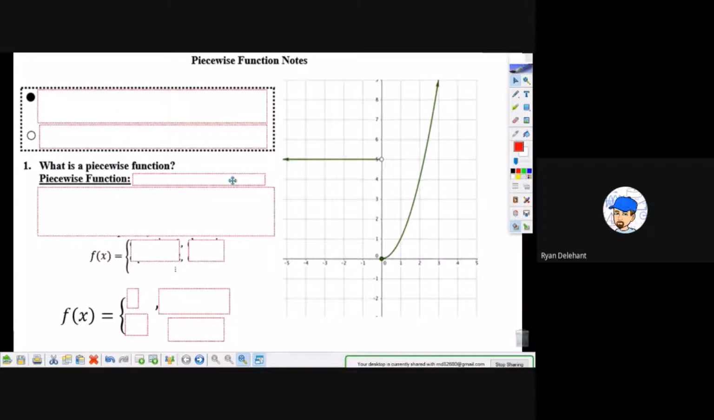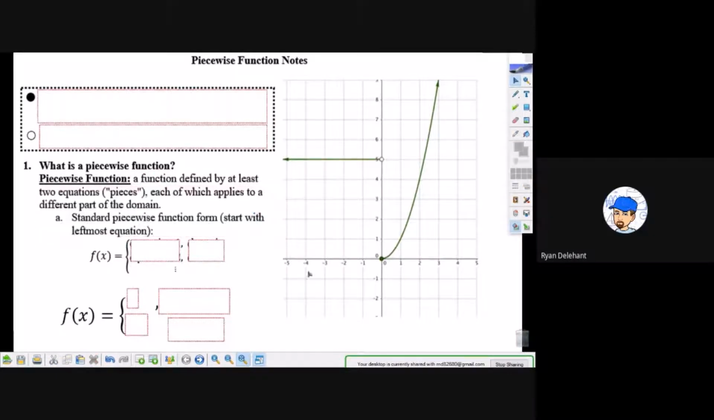So when we look at piecewise equations, they are functions that are defined in pieces, at least two. You can have as many as you want, meaning you could have a piecewise function that has 15 different parts. No, I won't make you graph or really look at one that big, but it is possible. Okay, we could have that many different equations.